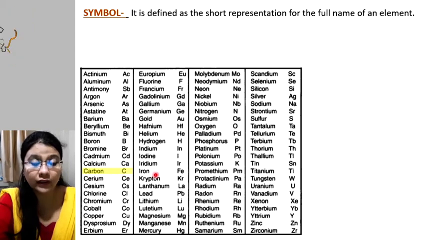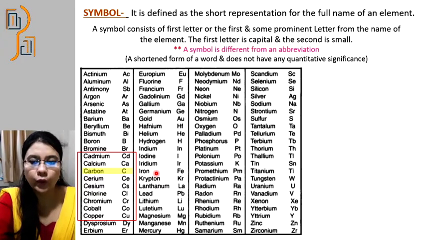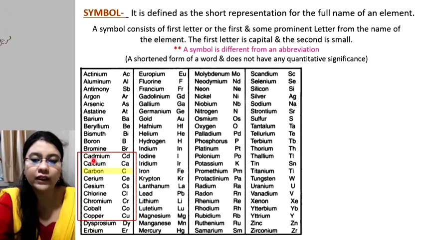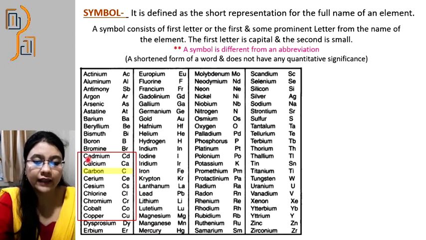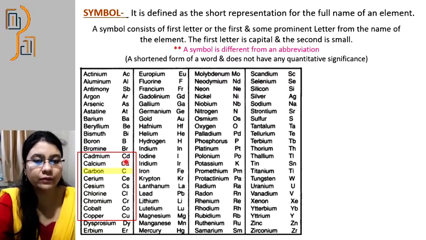But what about other elements which also start with C? Well, in that case, rule 2 came up, which said that along with the first letter, a second prominent letter would be required for the symbol. And in that case, the first letter would be written in capital and that second prominent letter would be written in small letters. So, in cadmium, the symbol is Cd. In calcium, the symbol is Ca.